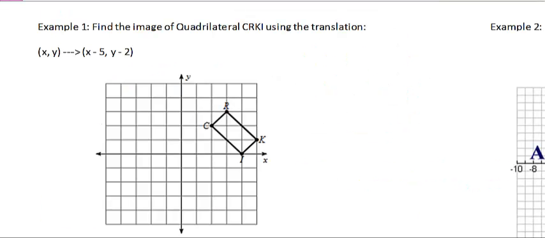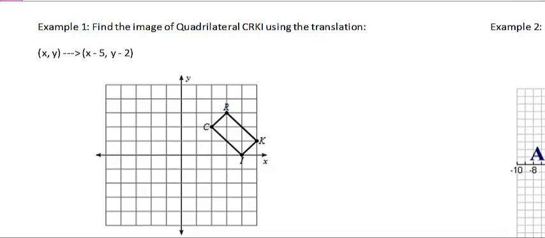Okay, so our first example shows a quadrilateral, looks like a rectangle, CRKI, and we want to translate it using this rule: x minus 5 and y minus 2. So we know that if I'm subtracting 5 from my x-coordinate, then I should be moving to the left 5 units. And if I subtract 2 from my y-coordinates, then I would be shifting down 2 units. So we can do this a couple of ways in terms of actually performing this translation.